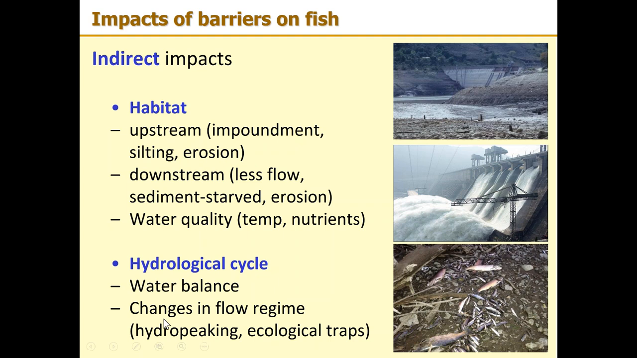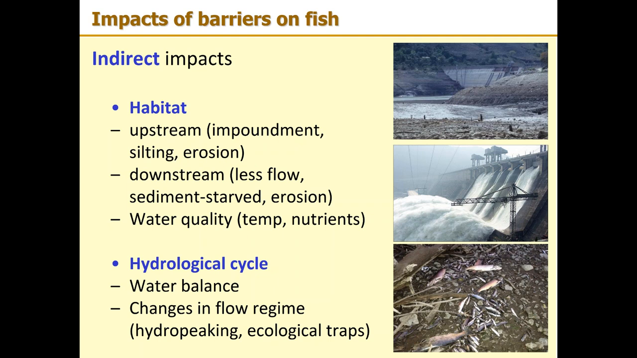In extreme cases, which is a different situation, we may have problems with hydropeaking, which some people have equated to so-called ecological traps. And it's an ecological trap because it encourages fish to undertake migrations, thinking that there is a seasonal peak in flow at a time when it is outside the spawning season. And when that flow ceases, you find situations like this where fish get stranded in parts of the stream which now don't have any more flow.